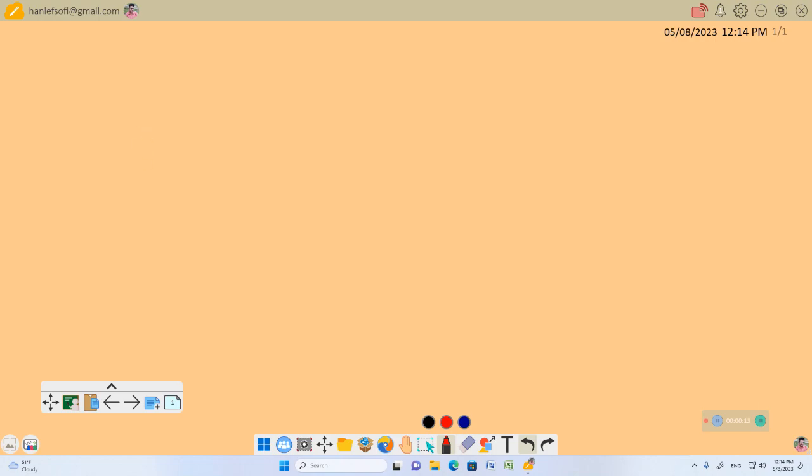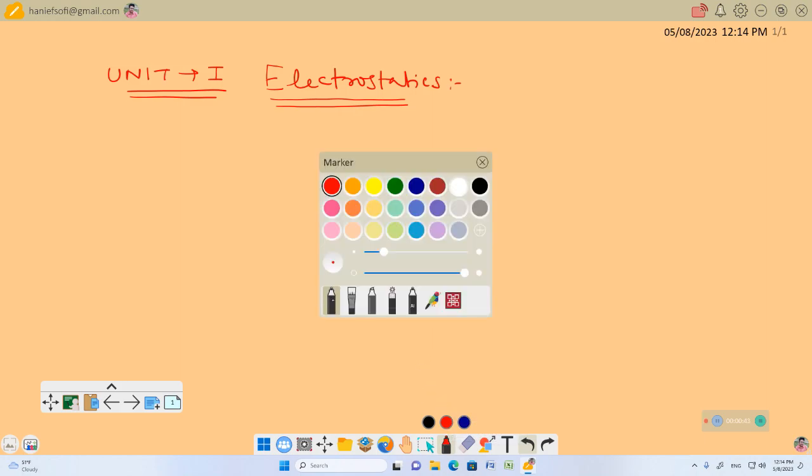So, in today's lecture, we will go into the details of the syllabus. We will start with the first unit. Remember, our first unit is named electrostatics. So, we start this unit today. Let me take my marker and use this color.